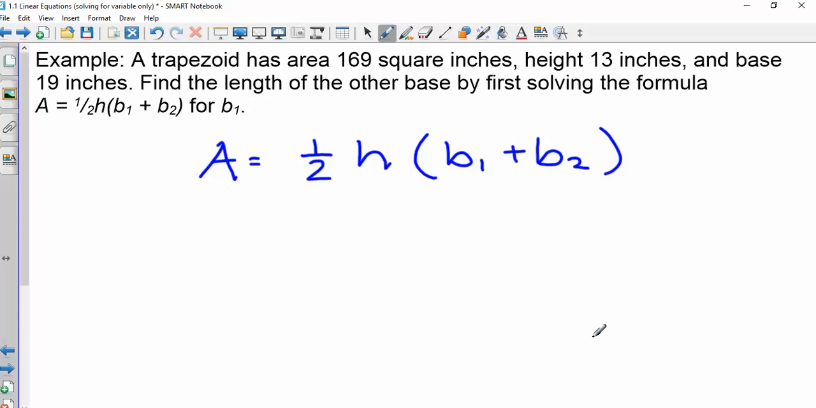And I'm asking you to do two things here. I'm asking you to solve this equation for b sub 1. So get that by itself. And then we're going to plug in the variables we know and get a number. If I want to get this b sub 1 by itself, we have a couple options. We could distribute. What would be an easy way to get rid of that 1/2?